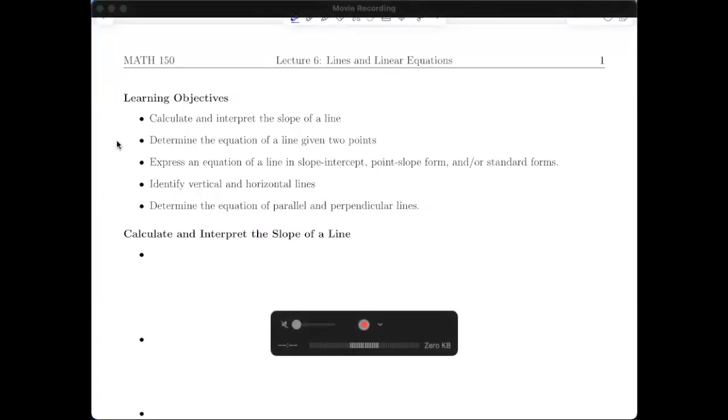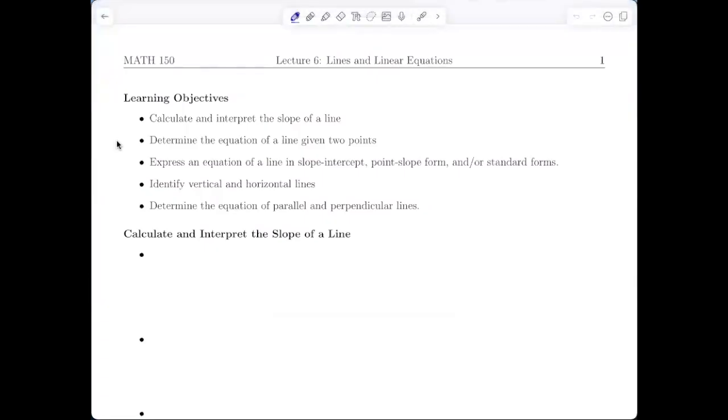Okay, so we're going to start with lecture 6. In this lecture, we're talking about lines and linear equations, right? So a linear equation is another way for us to say we want to look at lines.